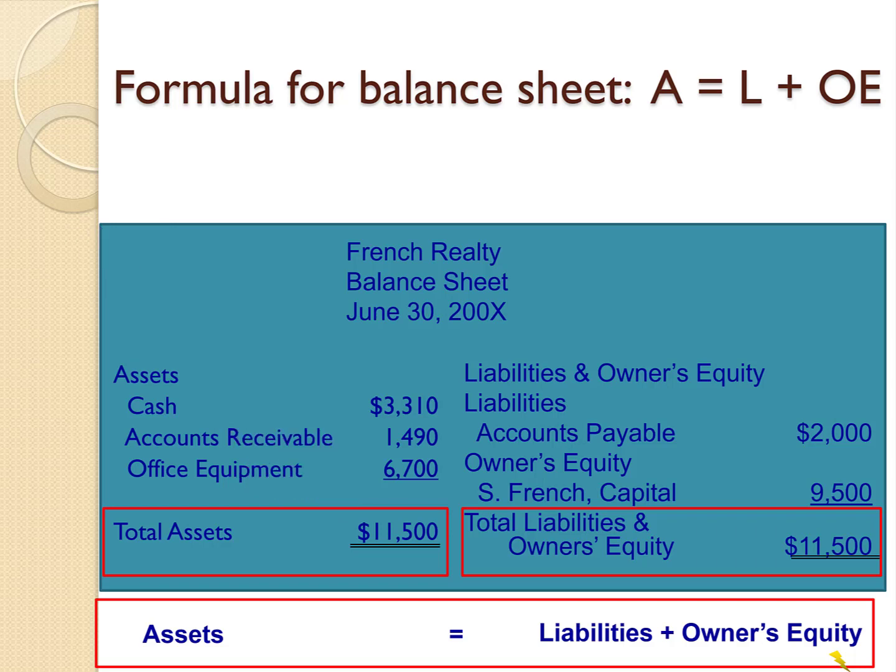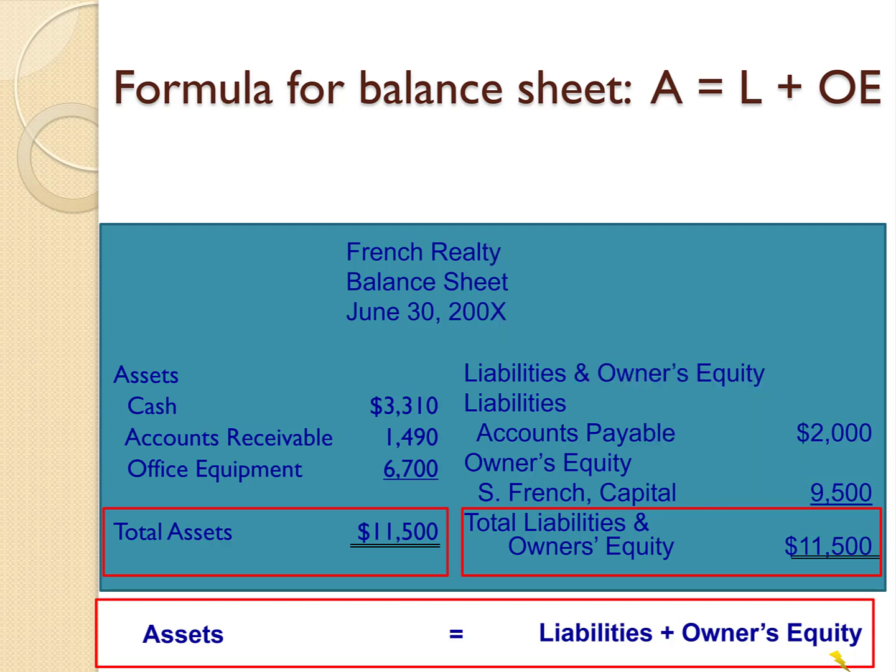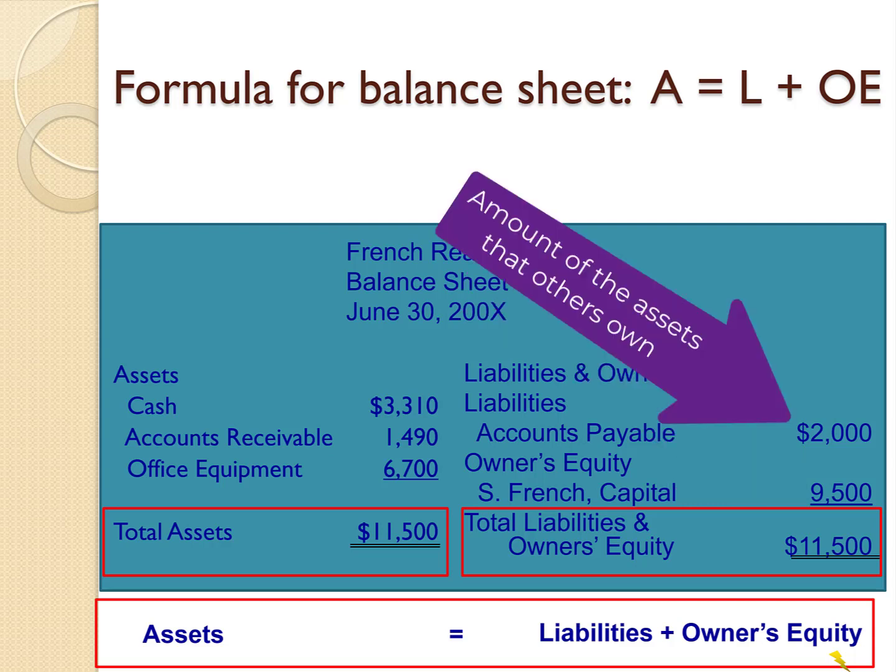So of those assets, how much does the owner own? The owner owns $9,500 of the $11,500 of assets. How much do others own? Well, that's the liabilities, $2,000.